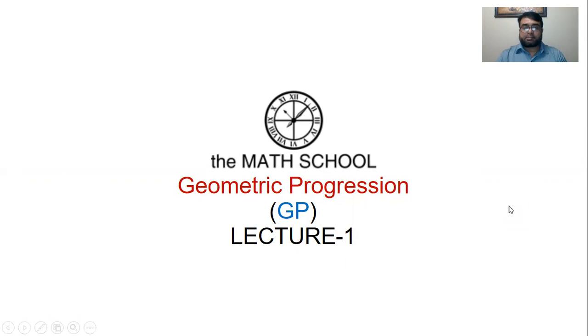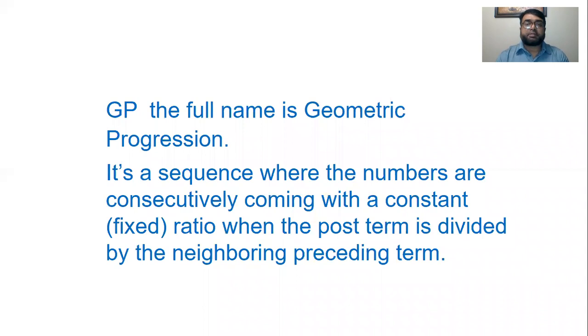The heading is geometric progression. In short, we call it GP. Today it's lecture one. The full name is geometric progression. It is a sequence, just like arithmetic progression that we discussed before, but it has different characteristics.